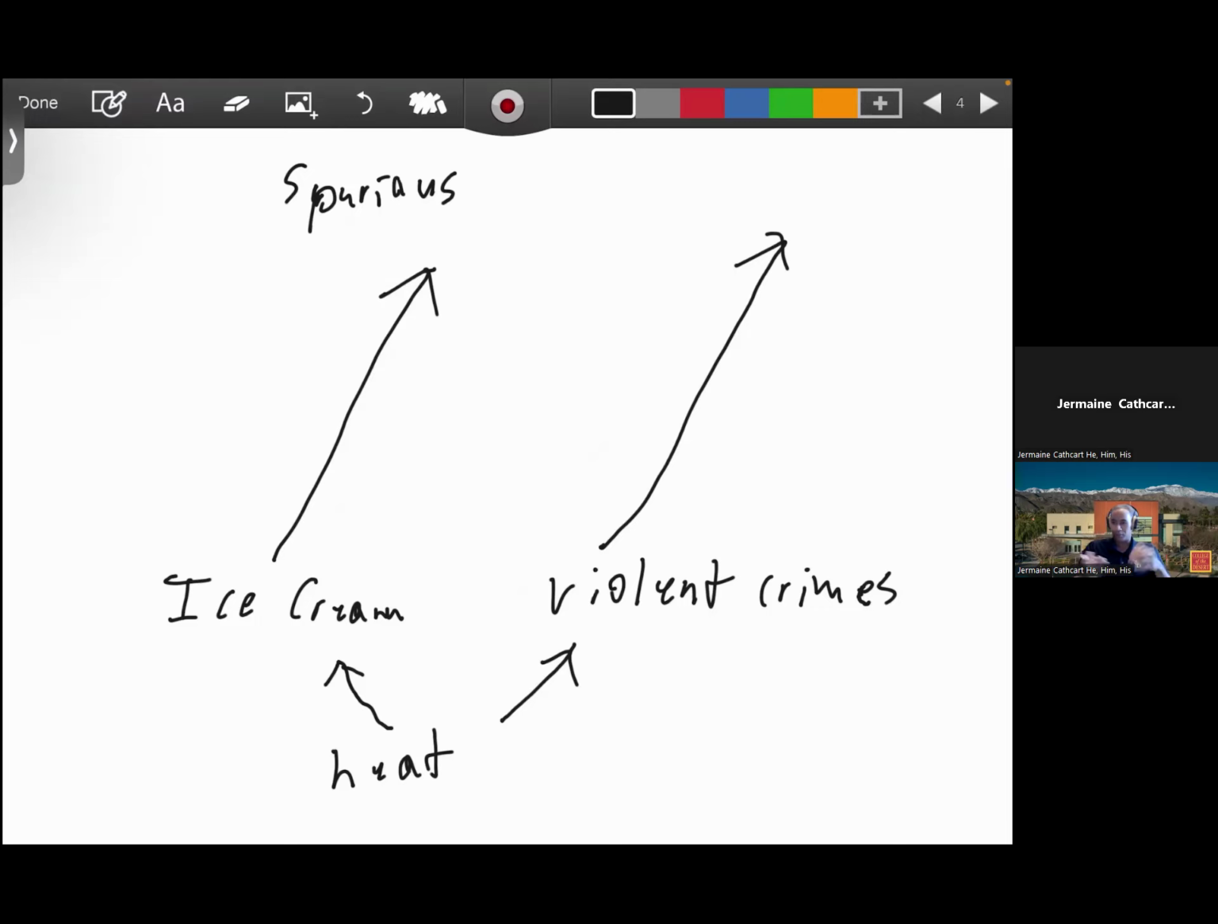It's completely possible somebody goes out and mugs somebody and it's super hot, needs to cool off and goes to get ice cream. Or maybe somebody's the victim, needs to cool off, goes to get ice cream, right? So there's not even a time order established.